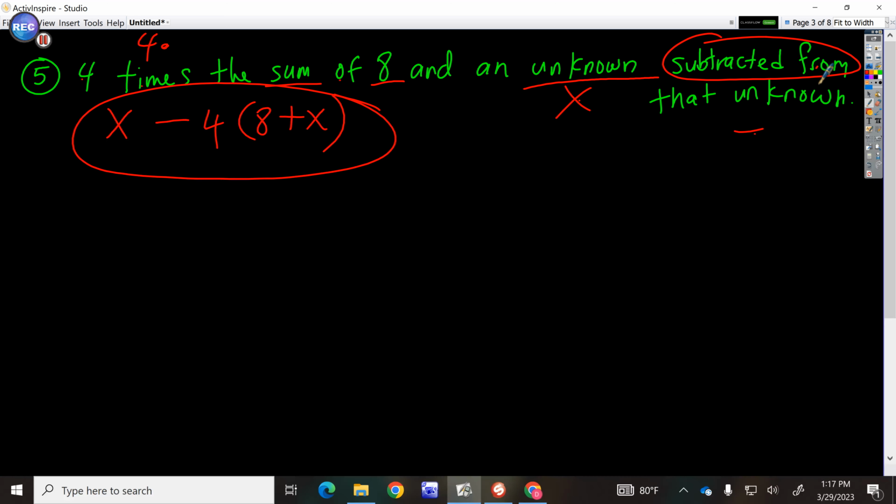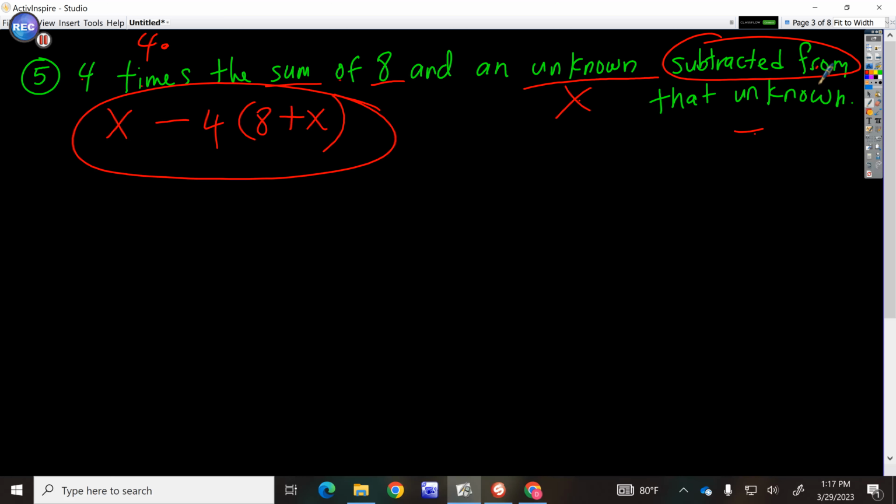Subtracted from is what makes you order switch. What other words are order switchers? Added to, subtracted from. What are the other two that I use often? Greater than, less than. Remember that? Also, any word that ends in er, that's a comparison word. Like shorter, taller, bigger, smaller. Anything like that is comparing. Comparing changes orders.